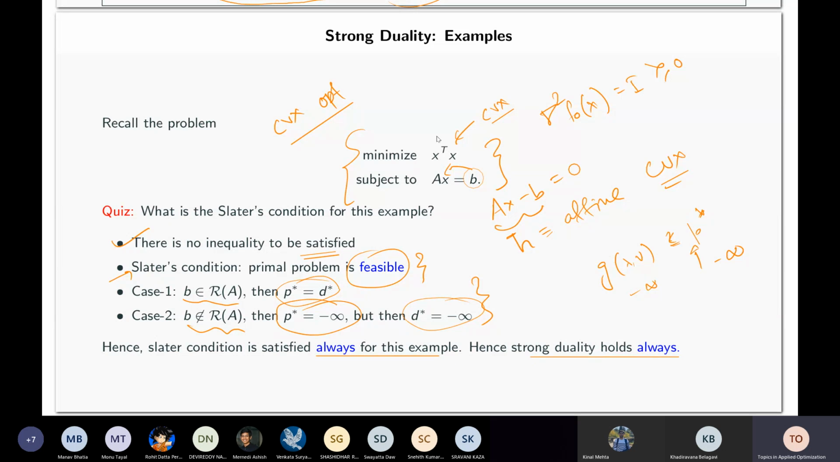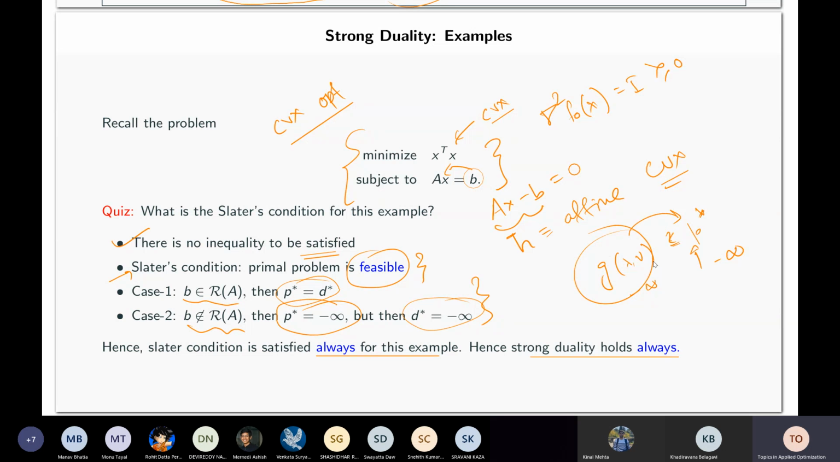Hence strong duality holds. So if you encounter problems like this, the first step is to see whether the convexity conditions hold for the objective and the constraint functions, and then check whether there is an inequality constraint. In this case there was none, so the Slater condition holds, and then you are safe. What all this is saying is that it is safe to use duality and solve the dual problem, and the solution to that will be primal optimal as well.